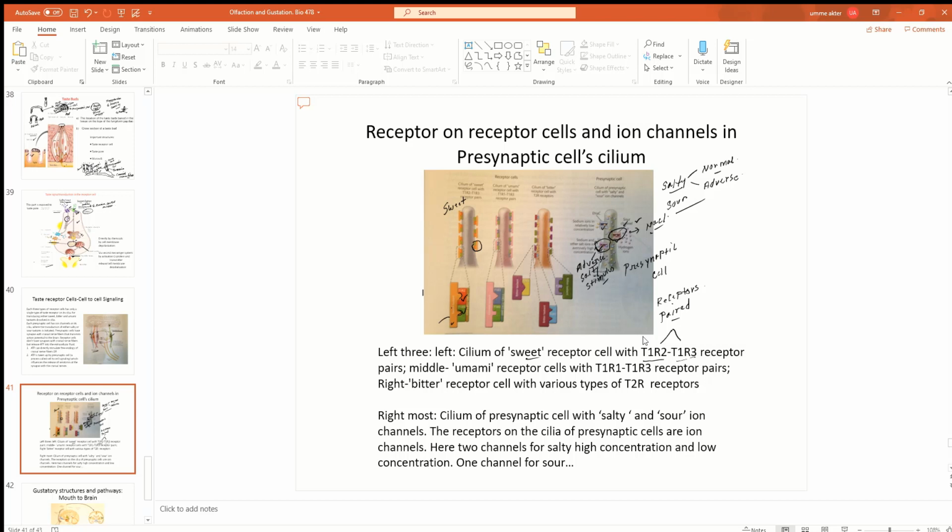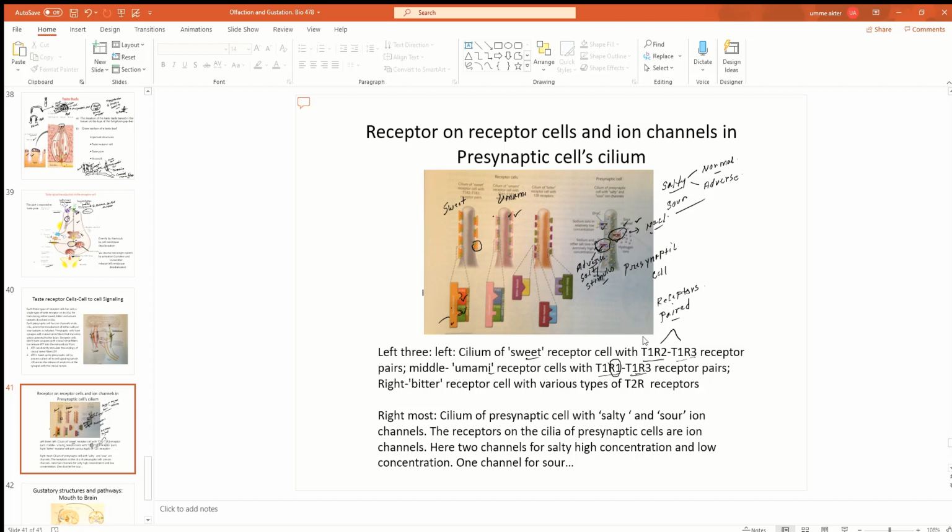Okay, and for umami, the receptor on the cilia, the structure of receptor is different. It is a pair of two receptors, T1R1 and T1R3. So the only difference is here. And this one is the same, and this is the tastant and this is the receptor.